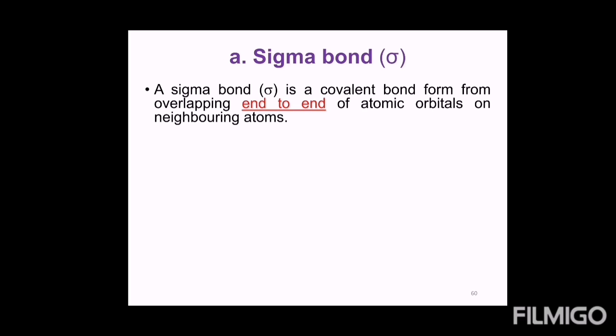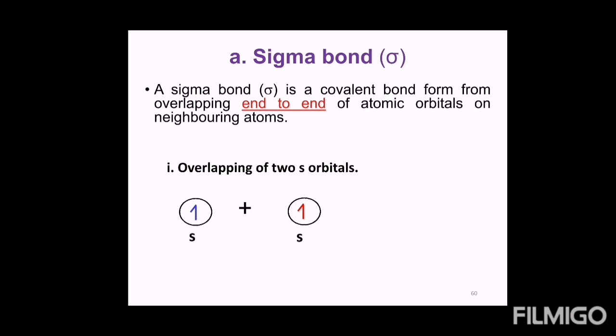What is it? The sigma bond? Sigma bond is a covalent bond formed from the overlapping end to end of atomic orbitals of neighboring atoms. And then overlapping of two s orbitals. So this is example s plus s. Okay, so itu merujuk kepada sigma bond lah, head to head lah ataupun end to end lah.